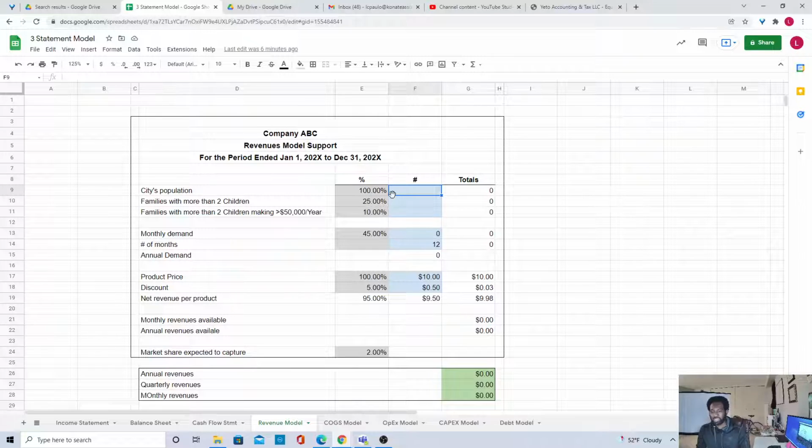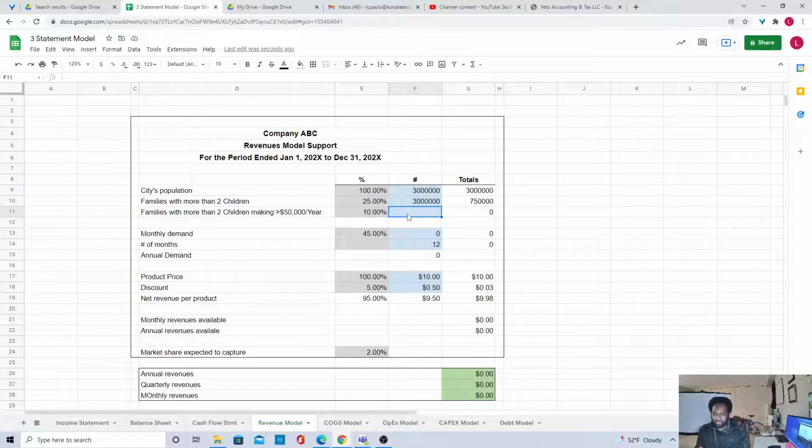So I'm assuming that the city of Chicago has 3 million people. That's 3 million, I'm missing one zero. And I am also assuming that only 25% of families in the city of Chicago have more than two children. Let me actually step back.